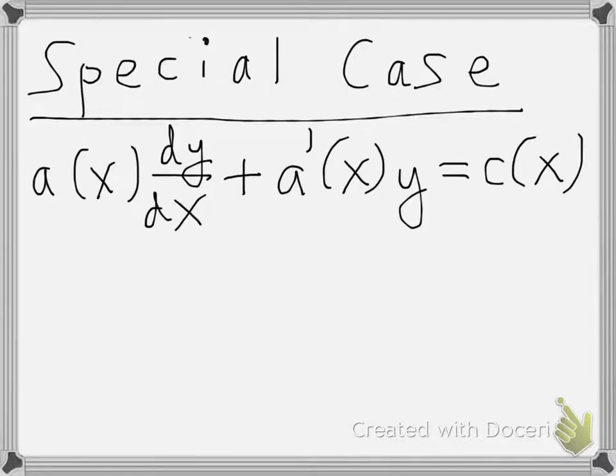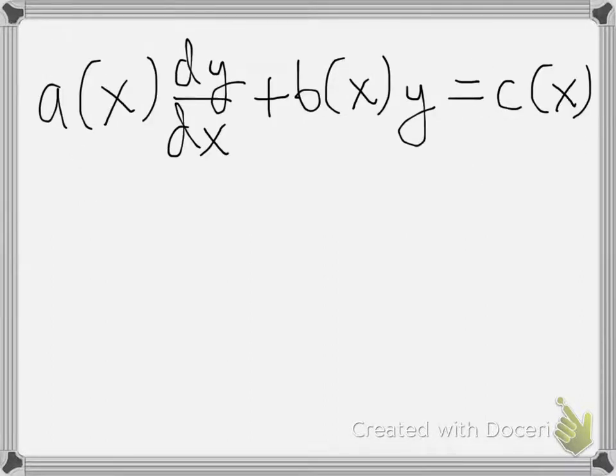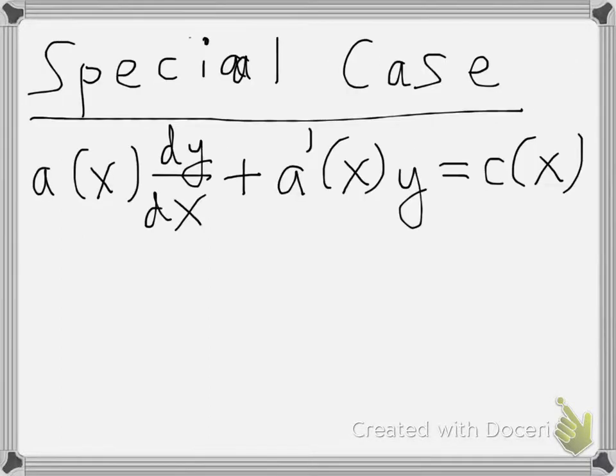So the first thing we're going to look at is a special case, and that's the case when the function b of x on the previous slide is actually the derivative of that function a of x. So the differential equation has the form a of x dy dx plus a prime of x times y equals c of x. And it turns out that understanding this special case is going to be helpful in studying the general case.